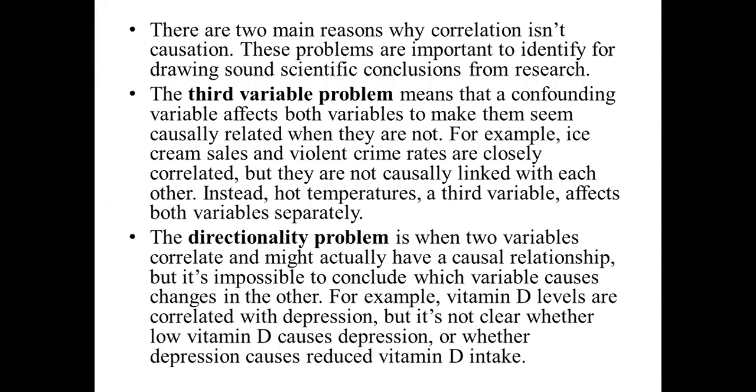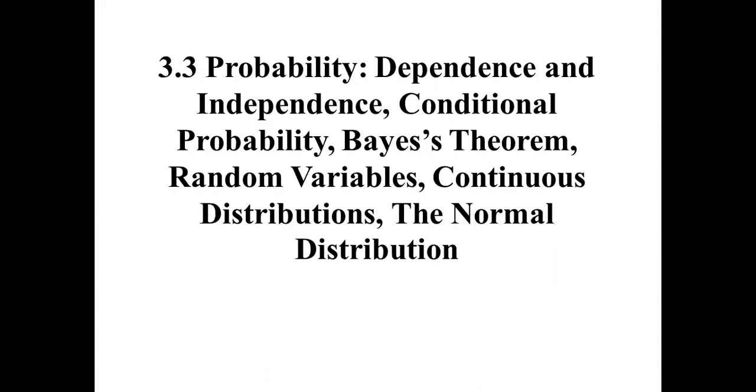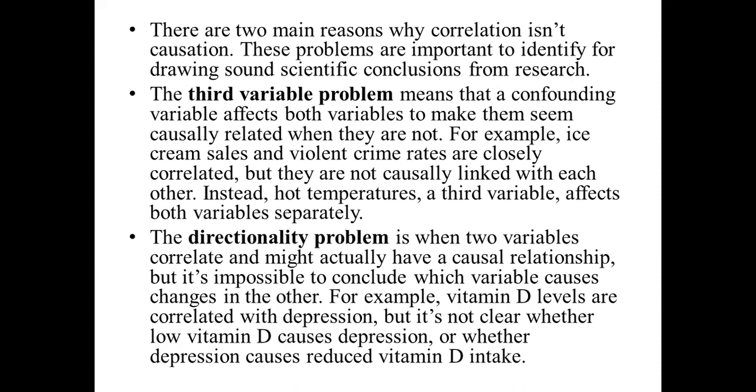Vitamin D levels are correlated with depression. But it is not clear whether low vitamin D causes depression or because of depression the vitamin D gets reduced. So these two variables, vitamin D and depression, are correlated, but the cause is unknown. So this is a directionality problem, and hence we can say that correlation is not always causation. So clear with this?